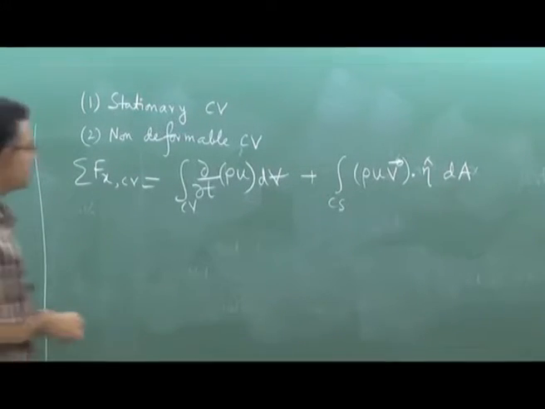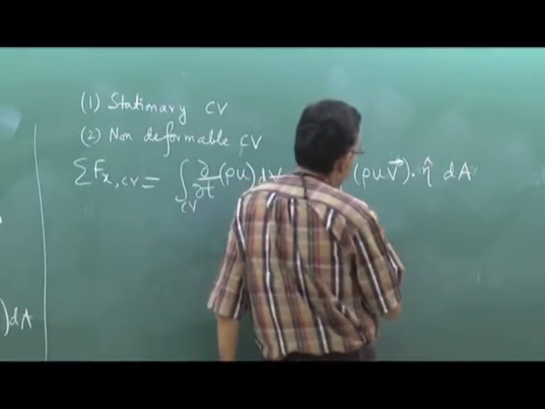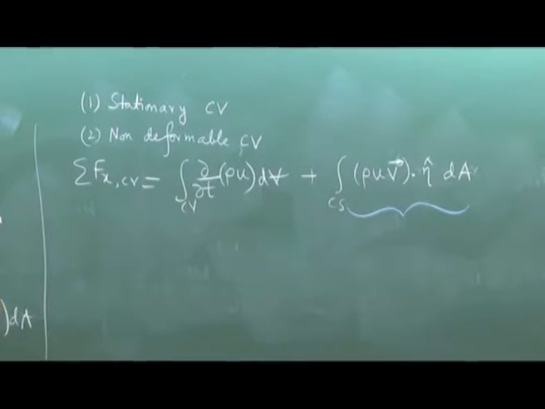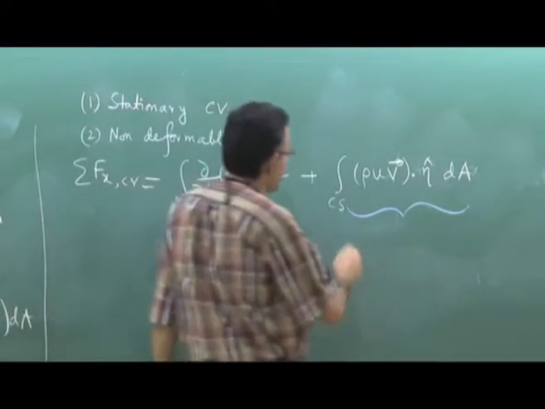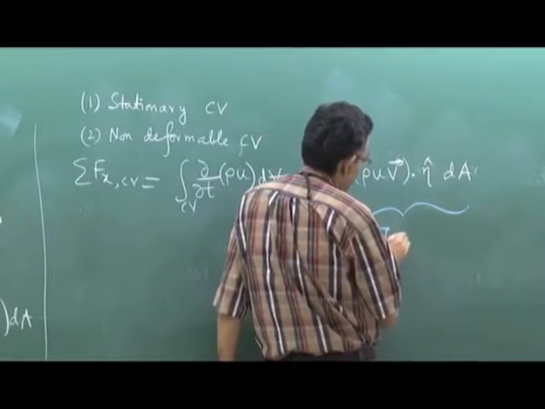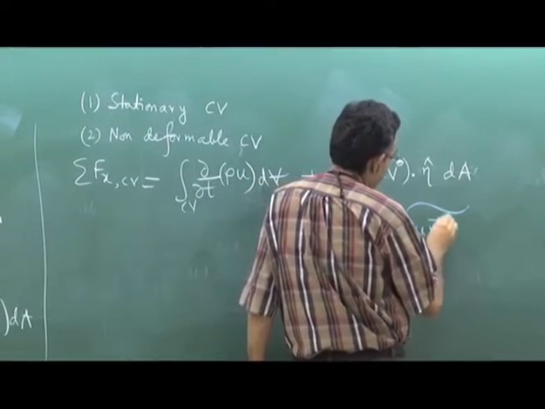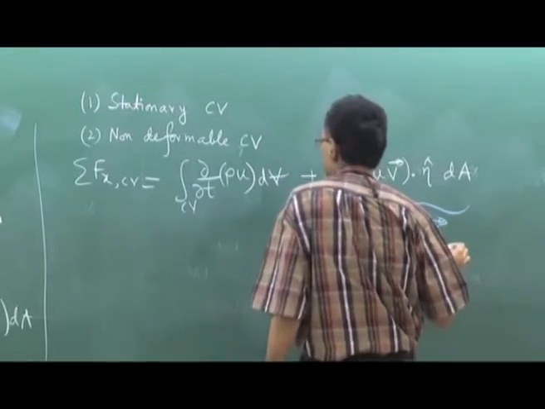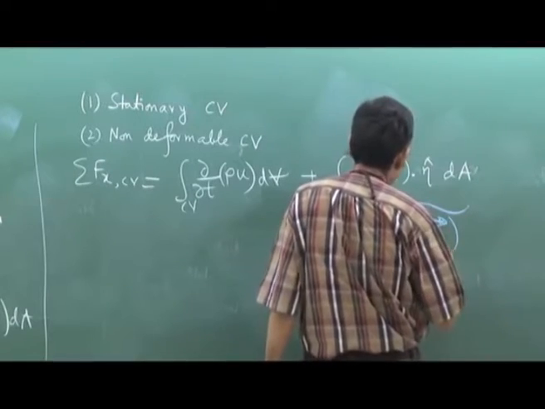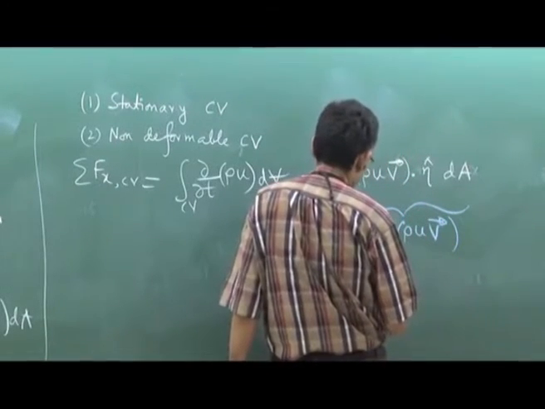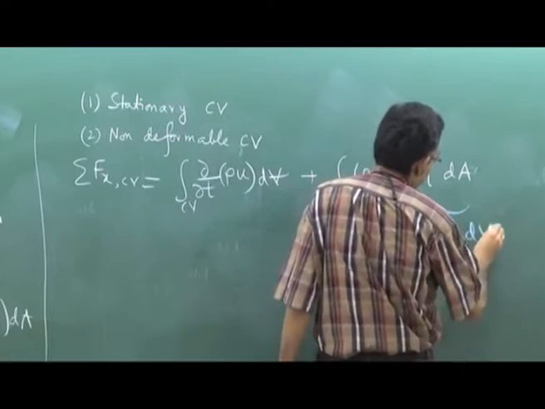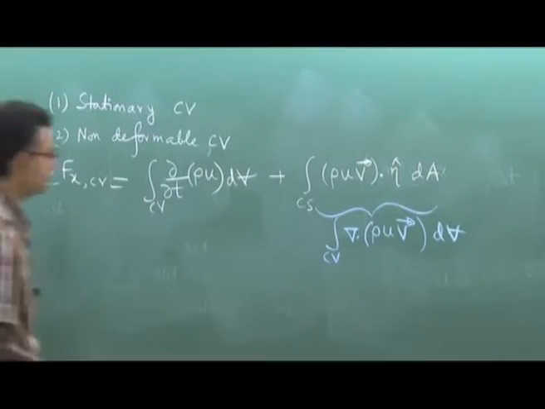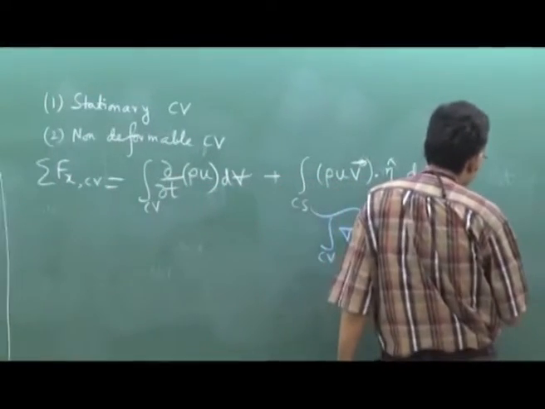So this term, you can use the divergence theorem to convert the area integral into the volume integral. So, this will be the integral of, by the divergence theorem.